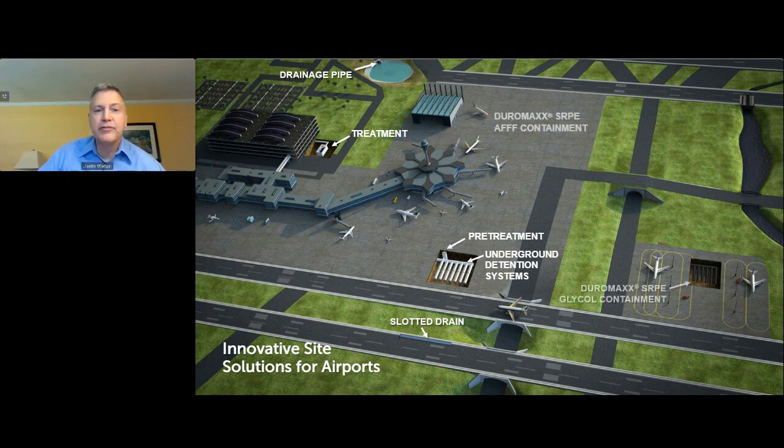Contech also manufactures underground steel reinforced polyethylene containment tanks. And these would be suitable for AFFF runoff containment at the aircraft hangar or spent de-icing fluid runoff containment at the de-icing pad. And we'll talk a little bit more about these in a moment.